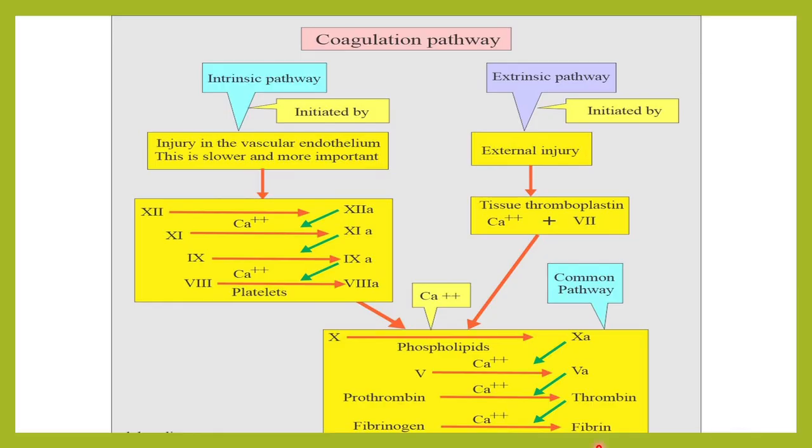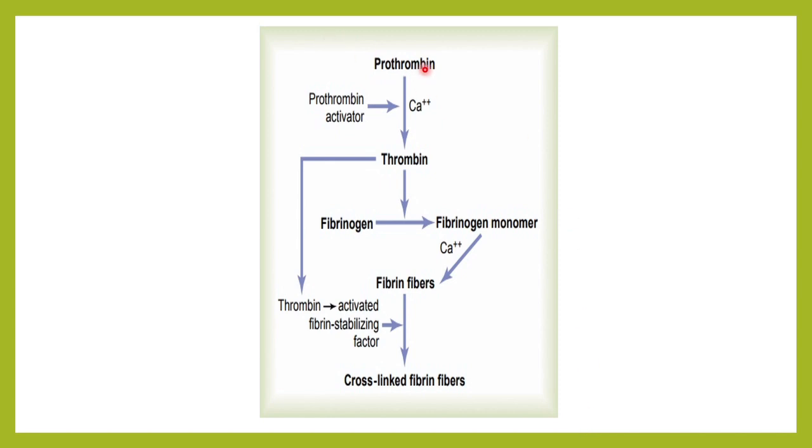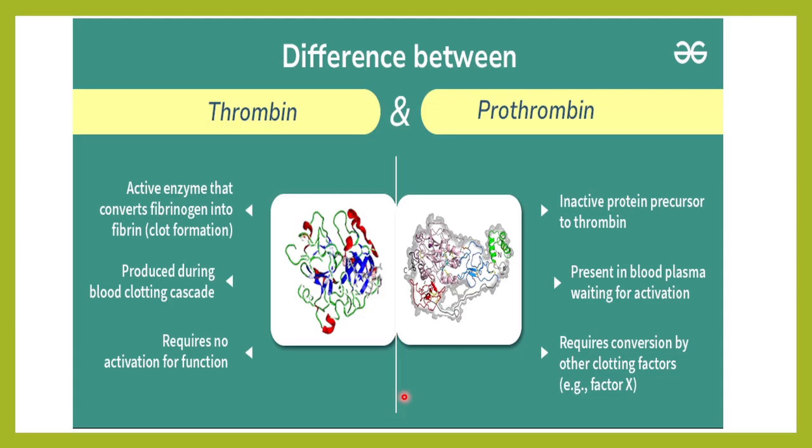The same thing is explained here, where there is an external injury, and the prothrombin gets converted into thrombin with the help of calcium ions, and fibrinogen gets converted to fibrin. So prothrombin is converted to thrombin by the prothrombin activator, and calcium is also required. Thrombin will help in the conversion of fibrinogen to fibrin. So what is the difference between prothrombin and thrombin? Prothrombin is the inactive protein precursor to thrombin.